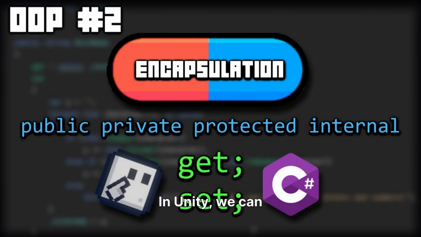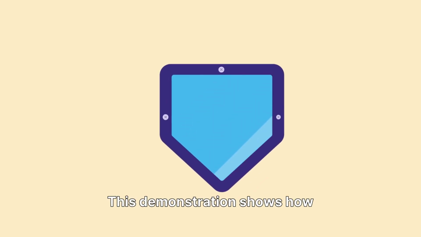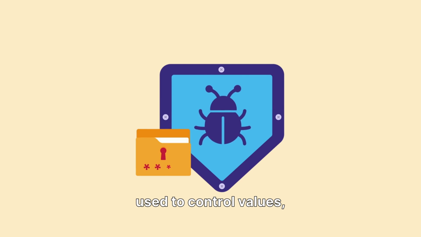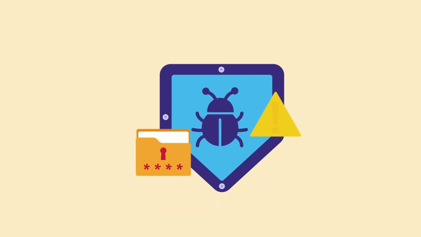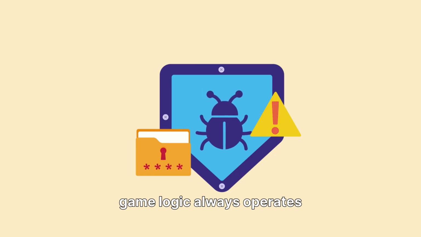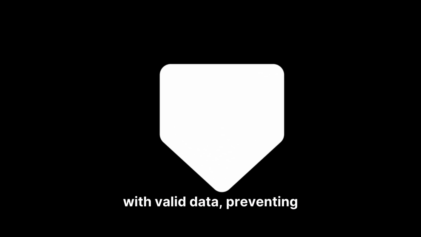In Unity, we can create a script with a private variable and a public property to control its access. This allows us to expose controlled data to the Unity editor while maintaining encapsulation. This demonstration shows how the property can be used to control values, preventing invalid inputs like negative speed. This ensures that your game logic always operates with valid data, preventing bugs and unexpected behavior.